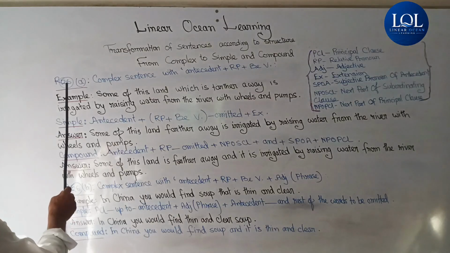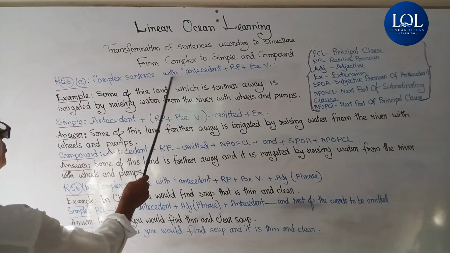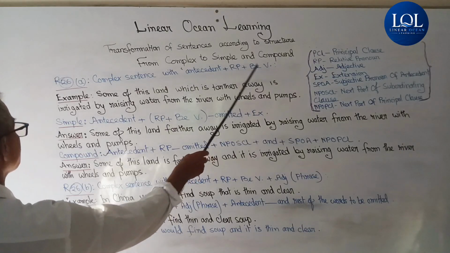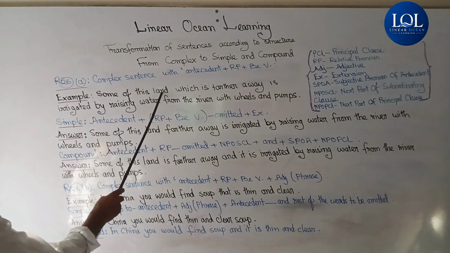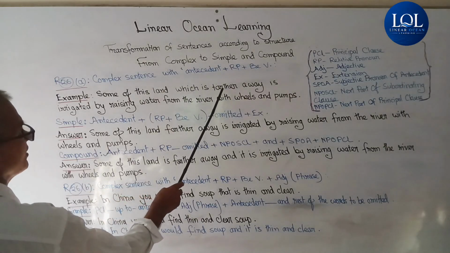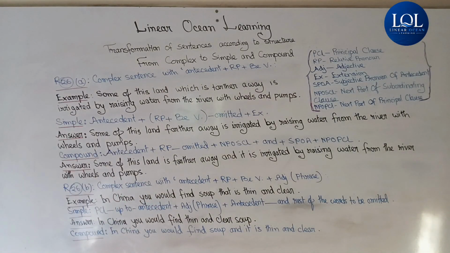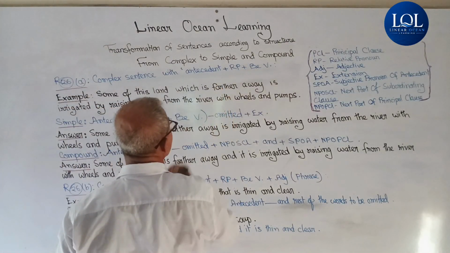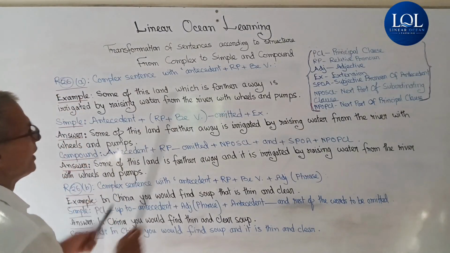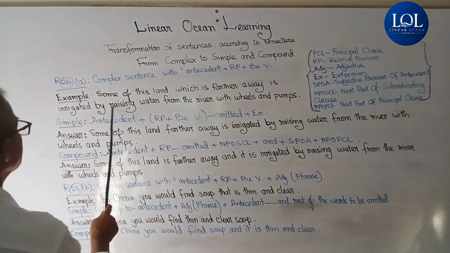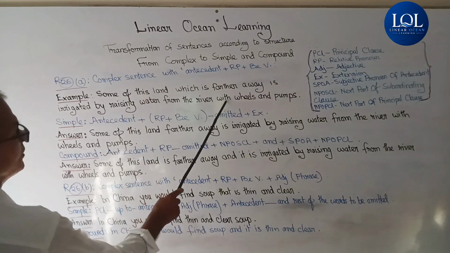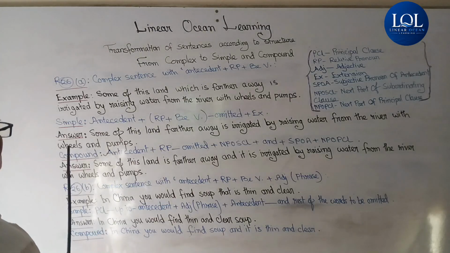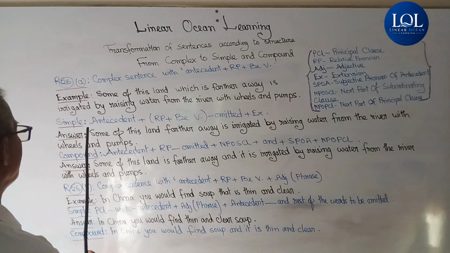Viewers, now rule 26A: complex sentence with antecedent plus RP (relative pronoun) plus BV. Example: some of this land which is further away is irrigated by raising water from the river with wheels and pumps. To put it into a simple sentence, we have to follow a structure.